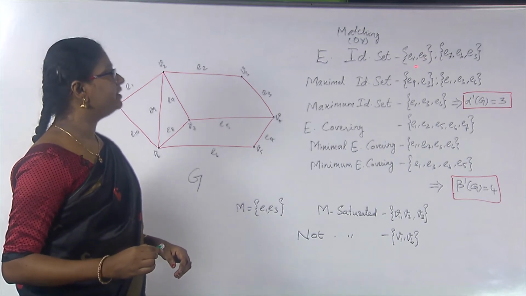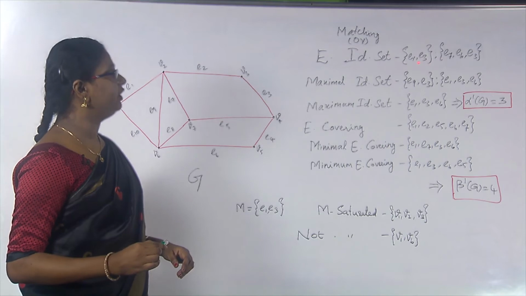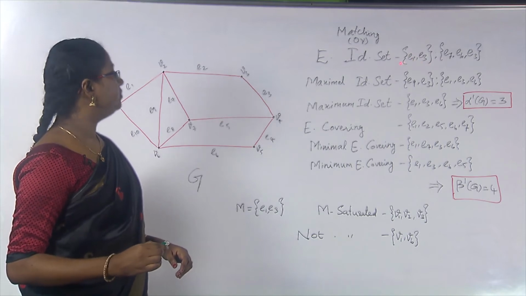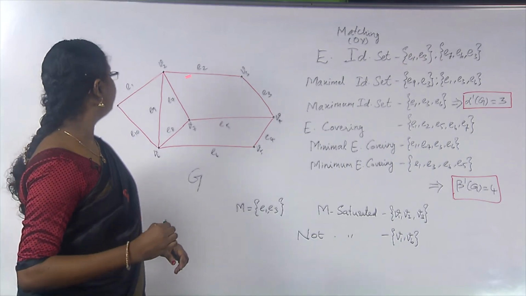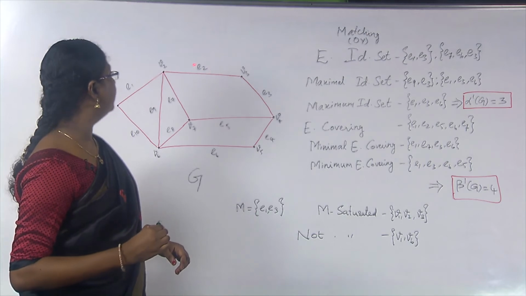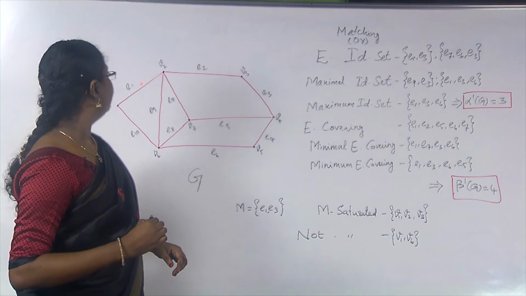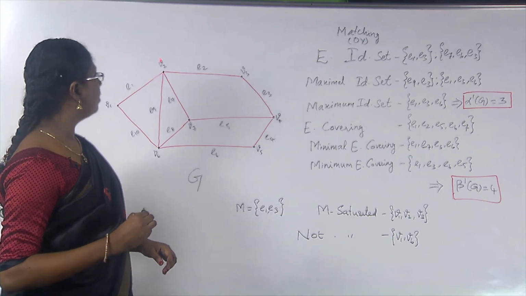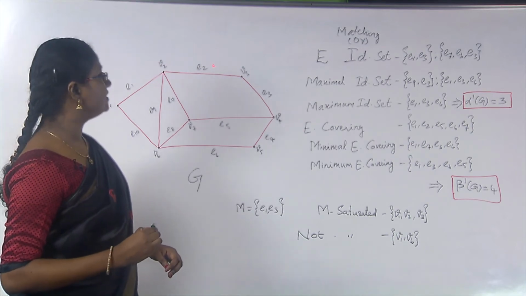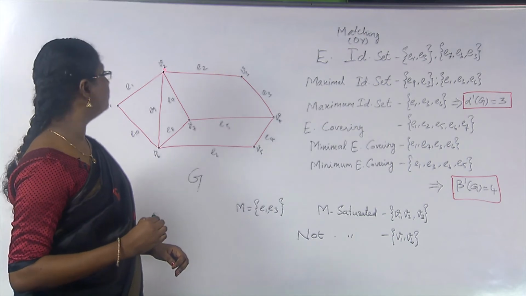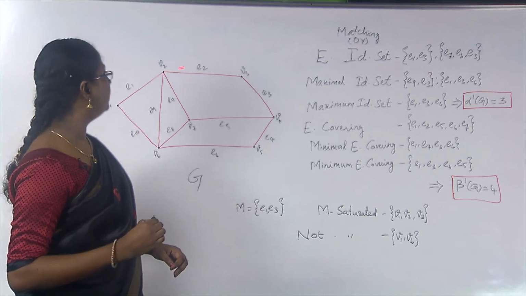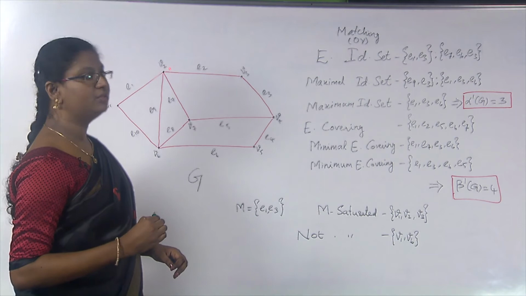So, what happens if I include an edge E2 to this set, that is E1, E2 and E3? If I include the edge E2 here, that will cover V2 and V3. Here E1 is incident on V2 and E2 is incident on the same vertex V2, which means they have vertex V2 in common.